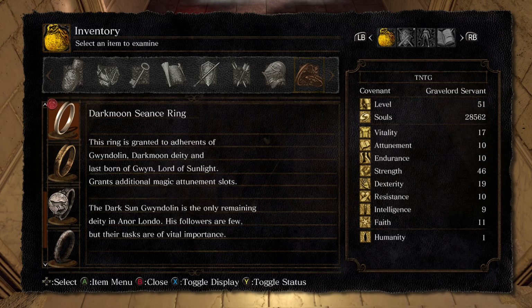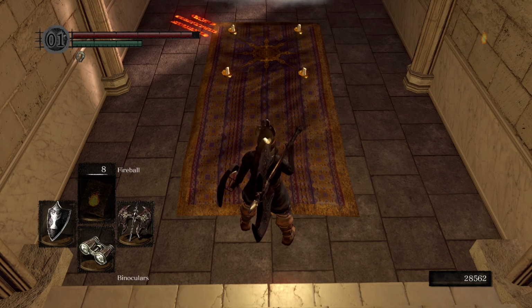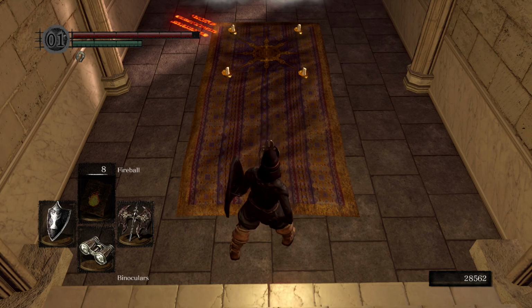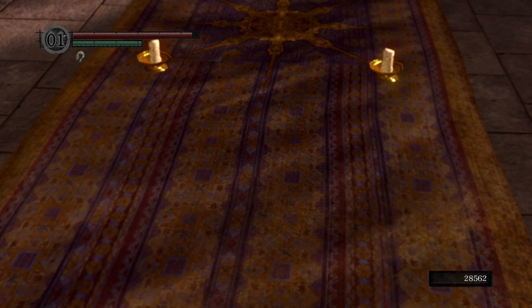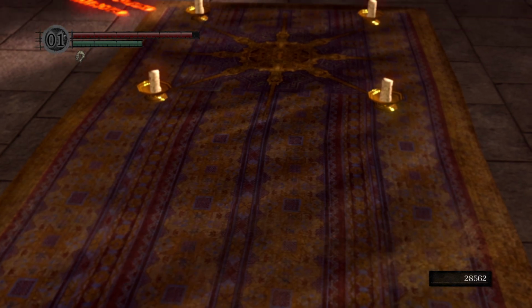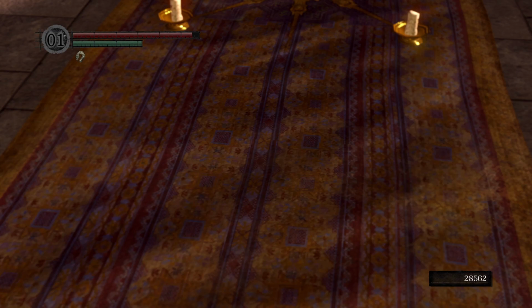The Dark Sun Gwyndolin is the only remaining deity in Anor Londo. His followers are few, but their tasks are of vital importance.